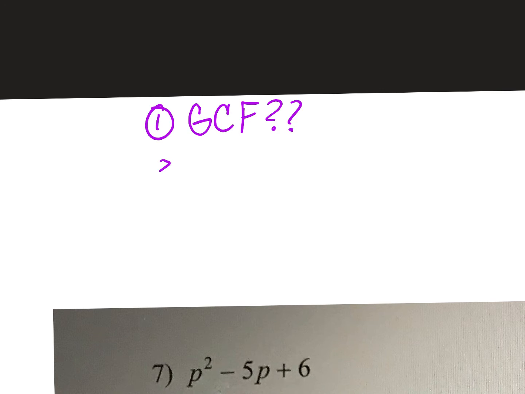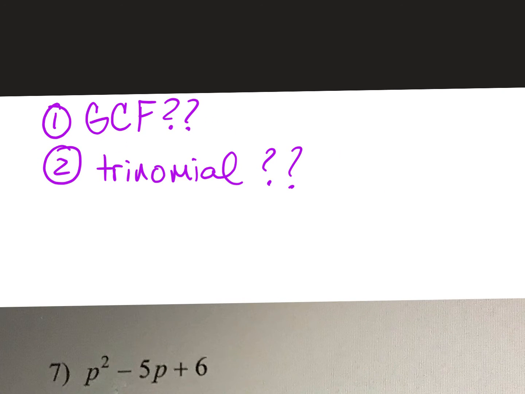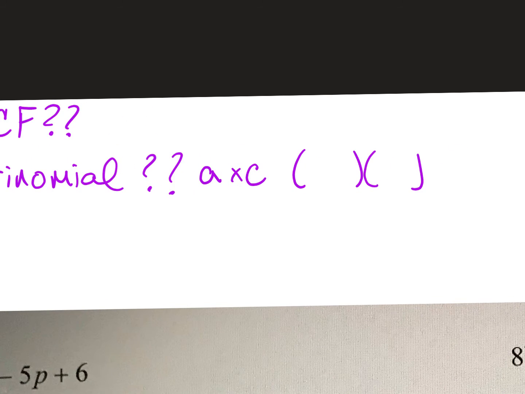The second thing you look at is, do I have a quadratic that is a trinomial? What does trinomial mean? How many terms are in a trinomial? 3. So that would be where we multiply a times c, and we factor into 2 binomials. I'll talk about this in a second. We're going to talk about when a is 1, when a is not 1.